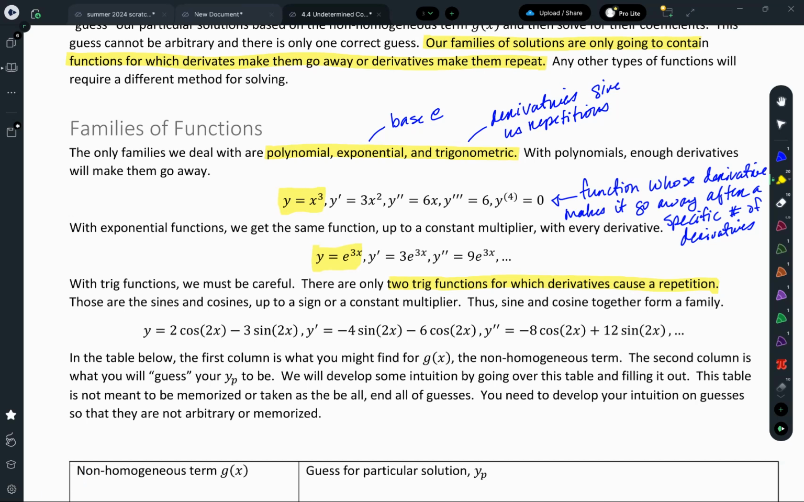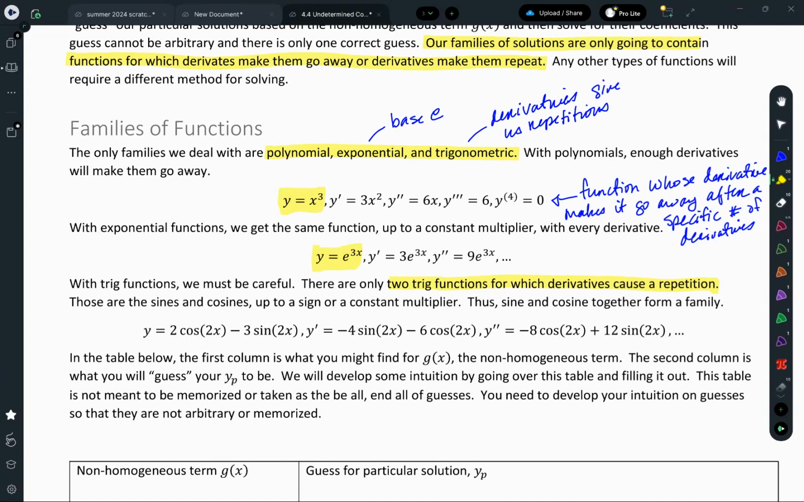So for an example, let's say we have y equals 2 cosine of 2x minus 3 sine of 2x. Well, if I take the derivative of that, I get back a multiplier of sine and cosine. So I get negative 4 sine of 2x minus 6 cosine of 2x. The sine and the cosine swap places because of the derivative, but that's okay. They're both still showing up. In the second derivative, we end up with minus 8 cosine of 2x plus 12 sine of 2x. So again, cosine and sine swapped places, but we're just seeing multiples of sines and cosines with each derivative.